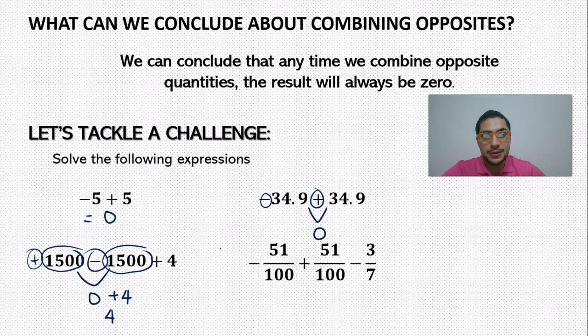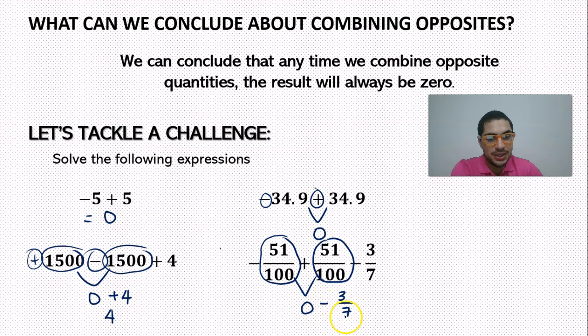Again, we have fractions, but with these fractions, we have -51 divided by 100 plus 51 divided by 100, which is the same number, and then we have a 3 divided by 7. So whenever we combine these two, because they're opposites, the answer is going to be 0. Negative 3 divided by 7. So 0 minus 3 divided by 7 is going to be that same second number. So minus 3 divided by 7.